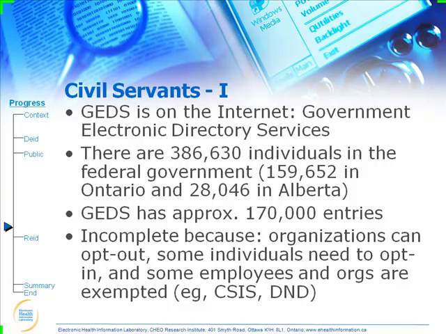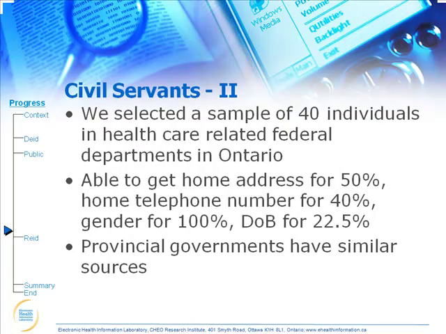So this is data from StatsCan, and GEDS has approximately 170,000, just under a half of all the names listed there. So various organizations do not list their employees, of course, CSIS and DND, and individuals can opt out of it as well. But let's say if the name is on GEDS, we did select 40 individuals in health care-related federal departments in Ontario. Actually, they were all employees of the Public Health Agency. And they were all living in Ottawa.